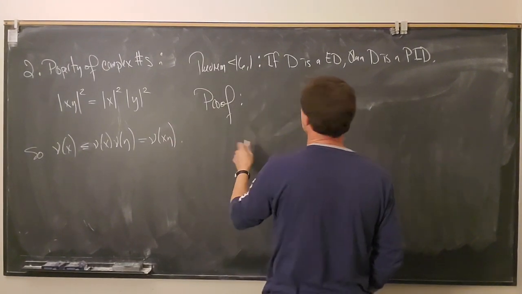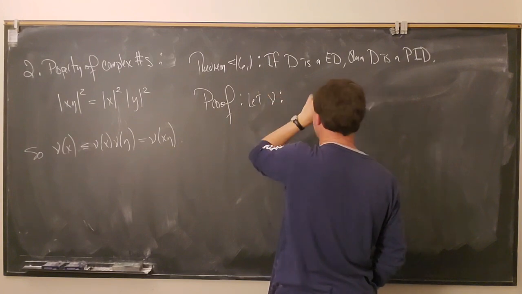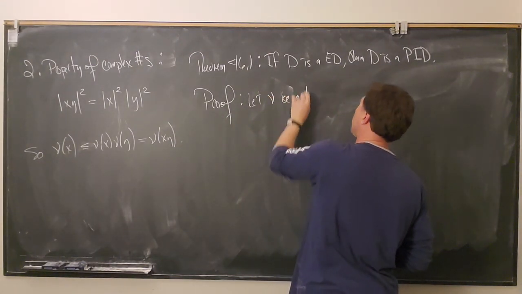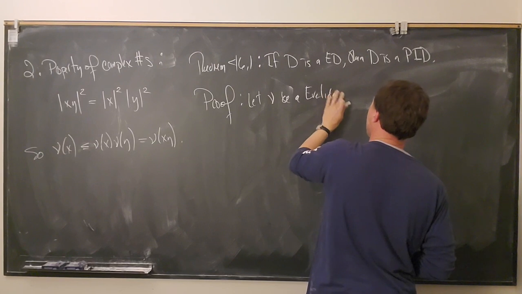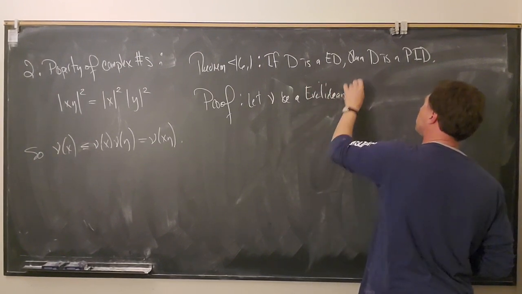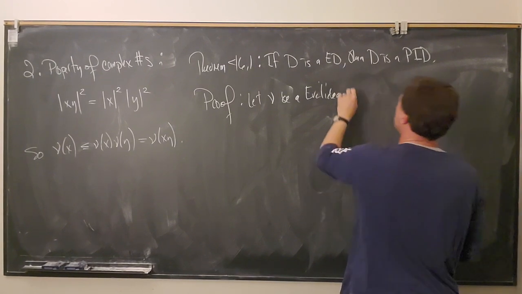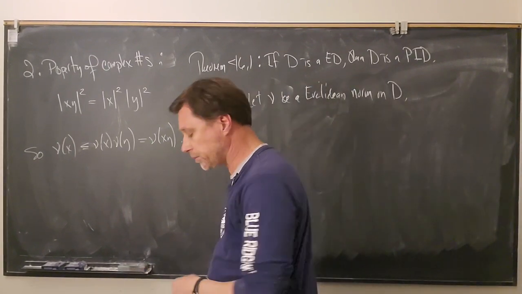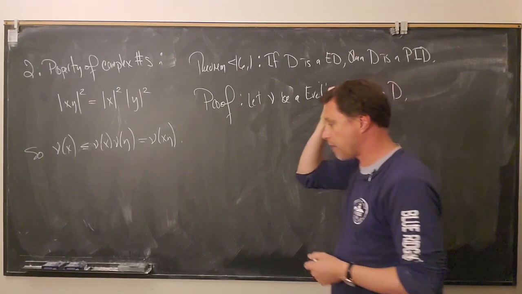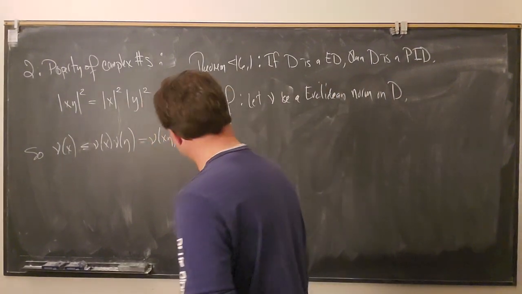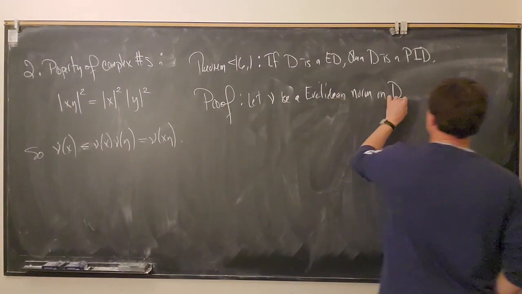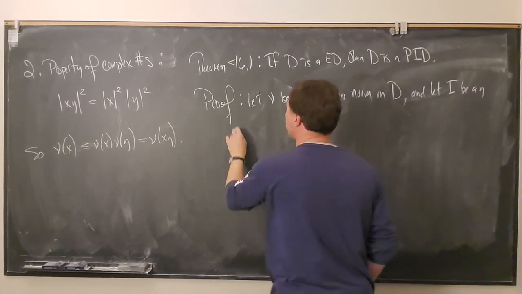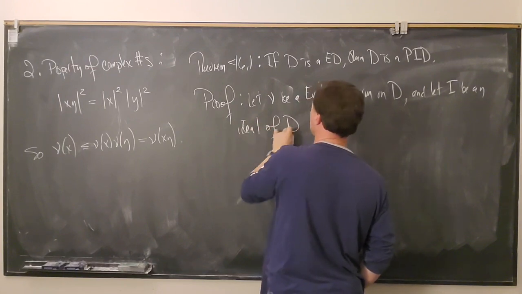Okay, so for the proof, we've got a Euclidean domain, so let's let nu be a Euclidean norm on capital D. That means it's a function from D star to 0 union natural numbers. Now I need to show that every ideal is principal. So let's keep this sentence going and say, and let capital I be an ideal of D.